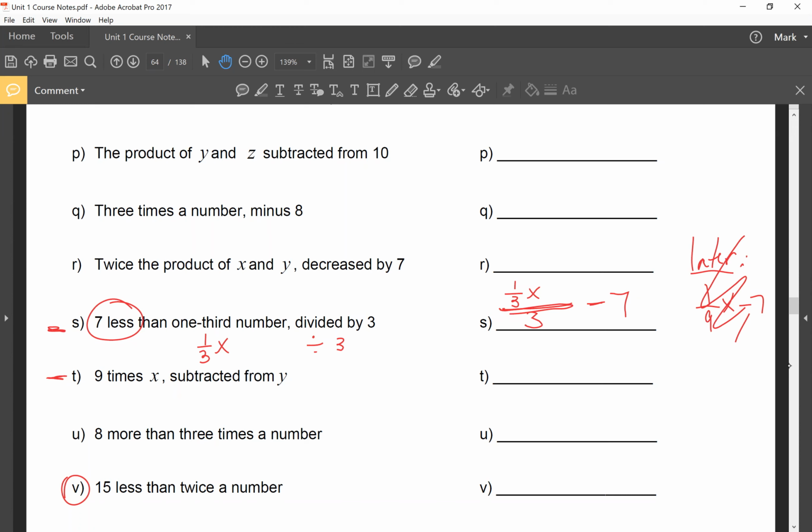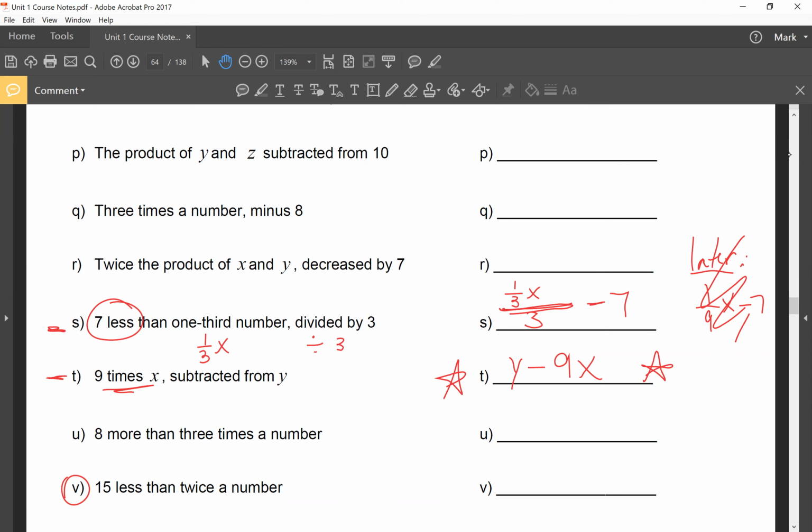Okay, look at T. 9 times x subtracted from y. Like you really have to be careful with subtraction. The language here means I'm going to take 9x and subtract it from y. Okay, very tricky, very important question. Thank you, Hoda, for the answer. I've seen this question on tests and exams before. So just be careful with number T.